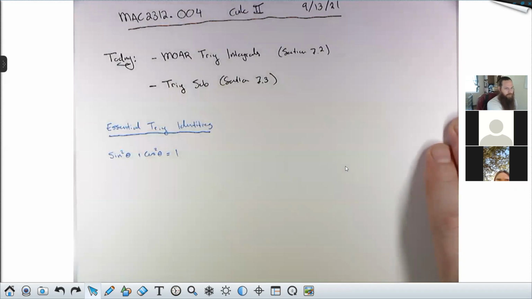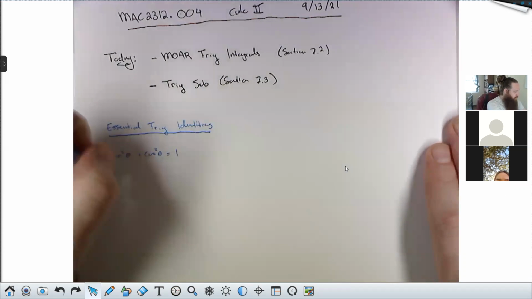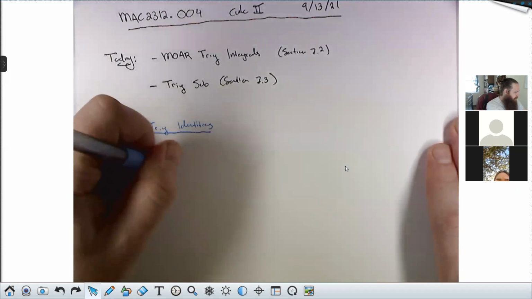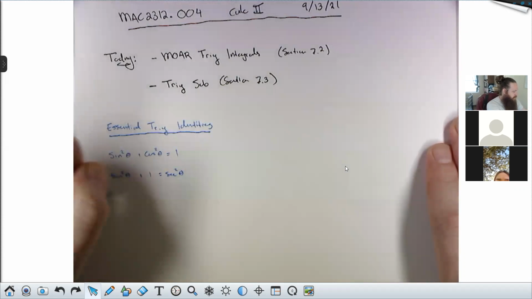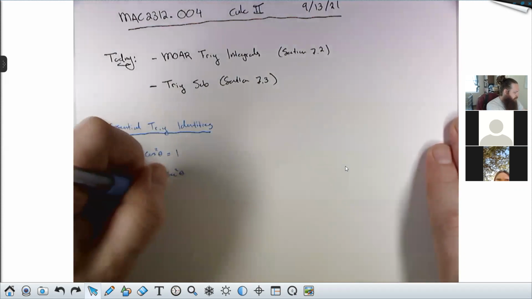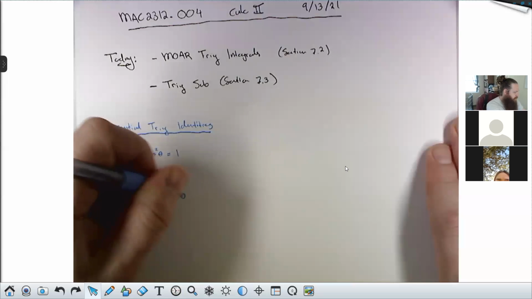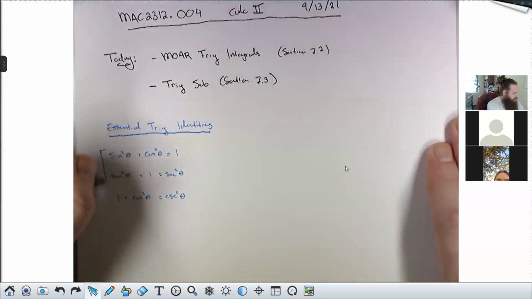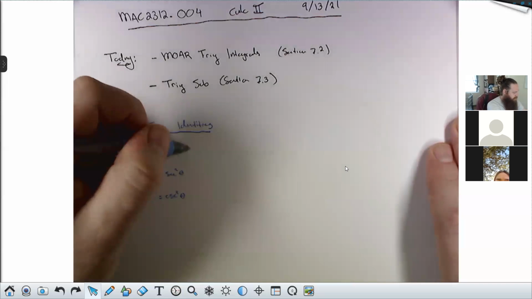This guy, sine squared theta plus cos squared theta equals 1, you know. And his friend, tan squared theta plus 1 equals secant squared theta. And their friend, 1 plus cotangent squared theta equals cosecant squared theta. All three of these live in one box. They're called Pythagorean identities. We use these constantly.